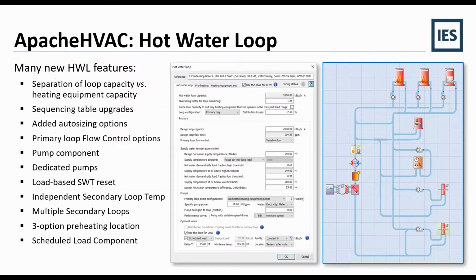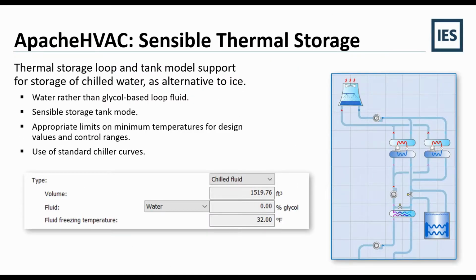There have been enhancements to our hot water loop, further advancements in auto-sizing, equipment sequencing, configuration, flow control, pumps, loop temperature controls, preheating sources, and so forth. Apache HVAC has really evolved into one of the most powerful and, I would say, user-friendly tools of its kind anywhere. There's a lot of potential to be had from Apache HVAC. And again, think about the building operational side of where we work. Thermal storage modeling on the chilled water loop has been extended to include sensible storage. You might use this typically for large facilities and campuses.